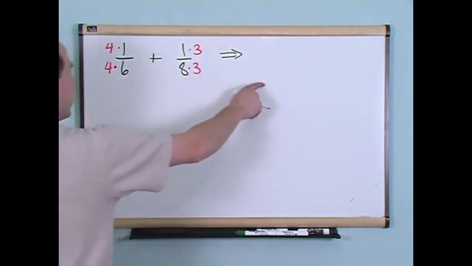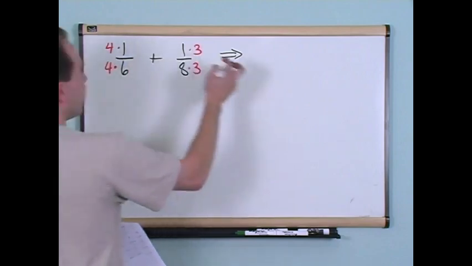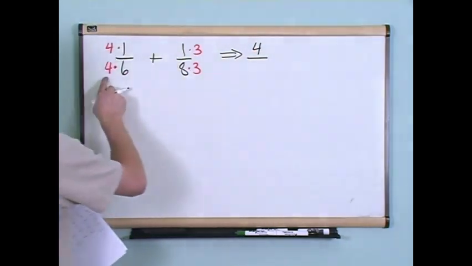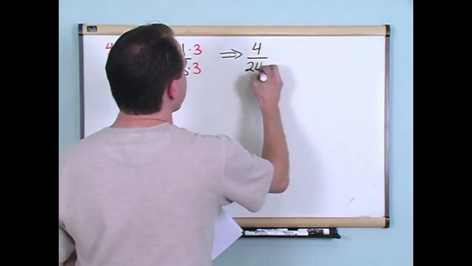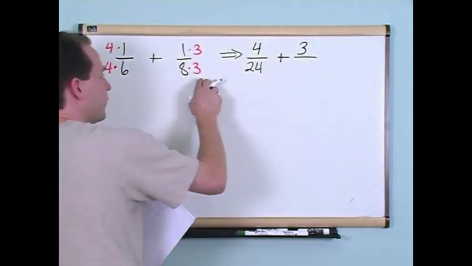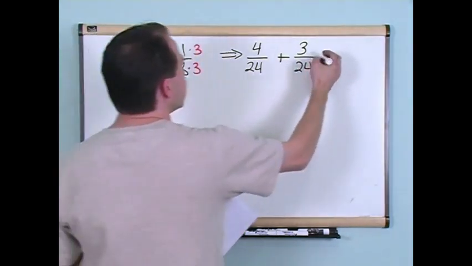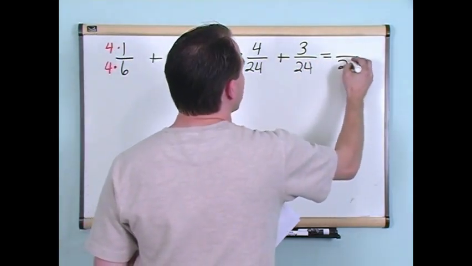4 times 6 is 24. 8 times 3 is 24. Okay? So let's go ahead and do this. 4 times 1 gives me 4. 4 times 6 gives me 24. 1 times 3 gives me 3. 8 times 3 gives me 24. So I've done what I want to do. I've got the same common denominator. So I keep 24 in the bottom.